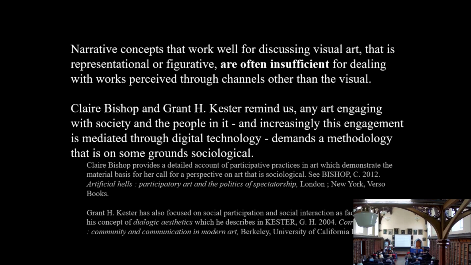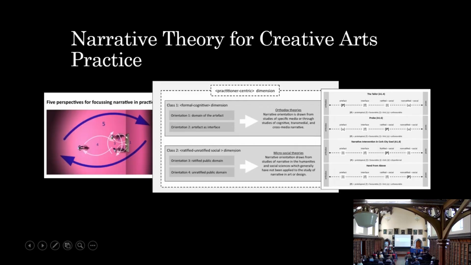And I suppose their observation is that the theories we reach for to explain what's going on in these artworks really demand a methodology that is, on some ground, sociological. This was the basis of research that I did previously. I was very much interested in the social spaces around art. A lot of those orthodox narrative theories did a great job in explaining what was going on within an artifact. But when you look at the social spaces as you move back from the artifact, the interactions between people within museums or art galleries, or the way in which a digital artwork may force people into certain behaviours, a lot of these orthodox theories really didn't do a great job of explaining what was going on.